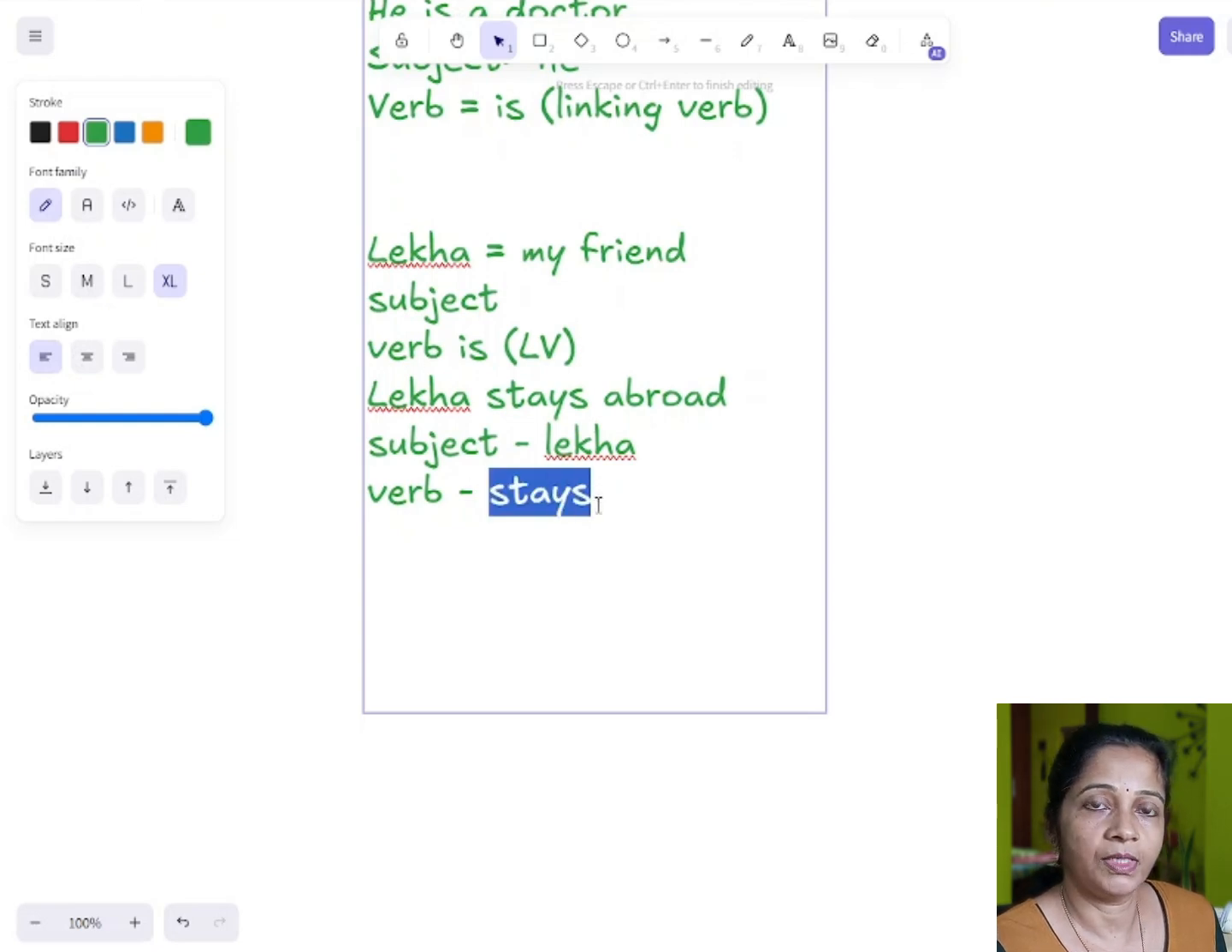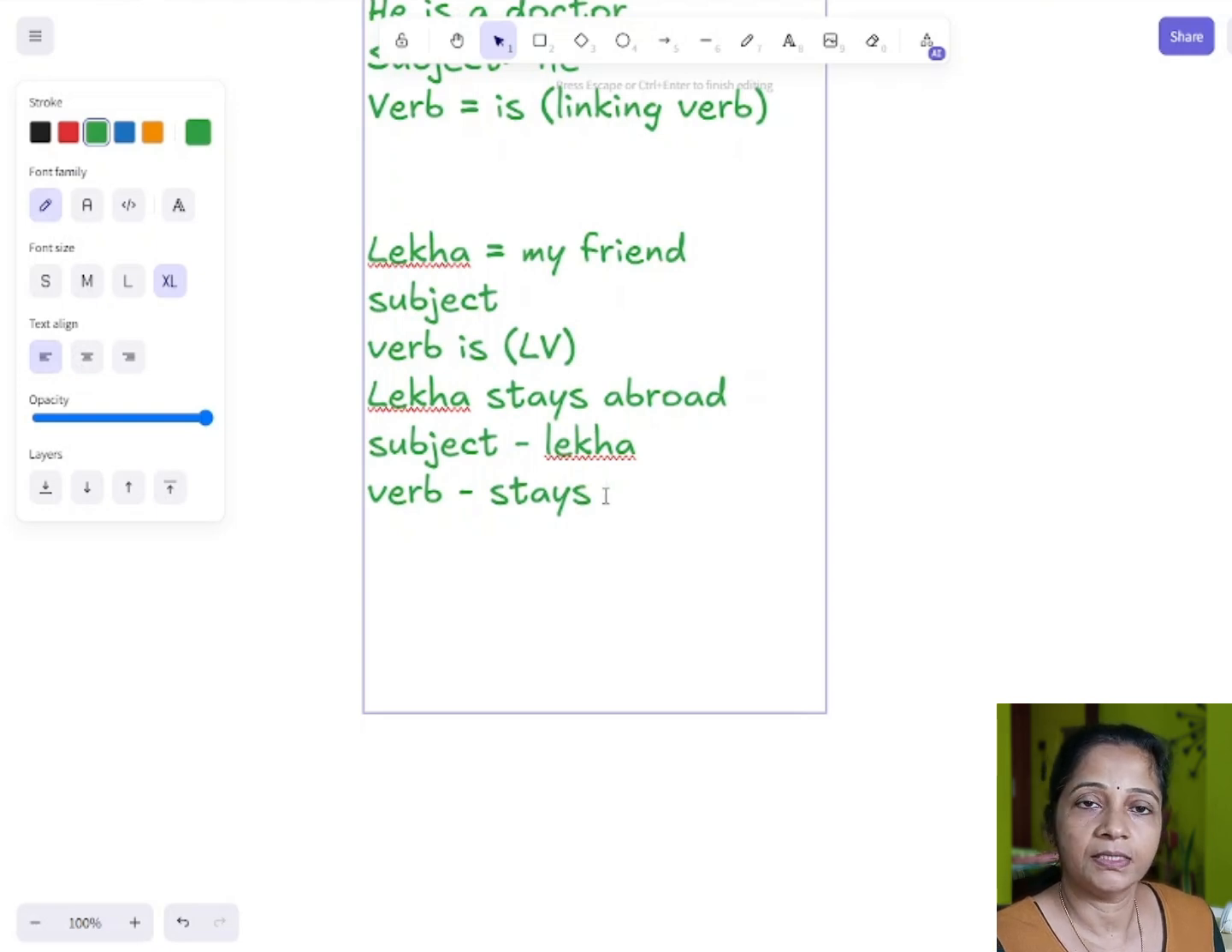She stays abroad. Is it action verb or linking verb? Is she doing any action like jumping, reading, writing? Yes, she stays. Even though stays does not involve any physical action, this is called action verb. I repeat, action verbs are all those verbs which are not linking verbs. So if you got linking verbs clear, then it's easy to identify. But the rest all are action verbs. She stays. Staying is an action.